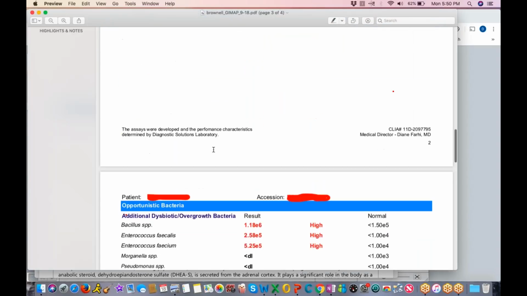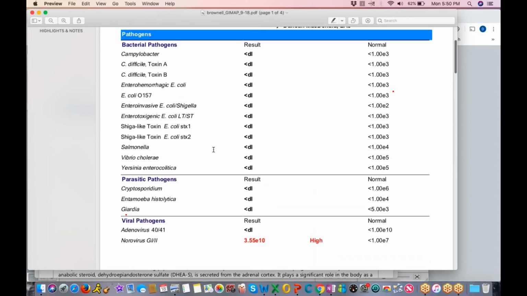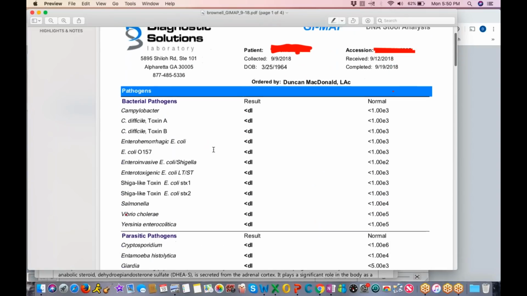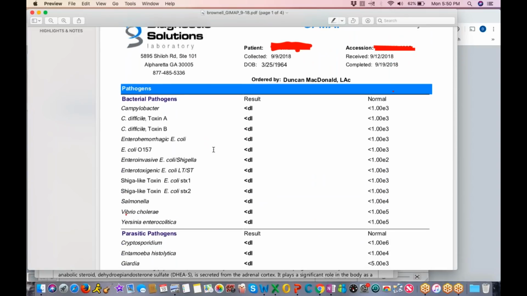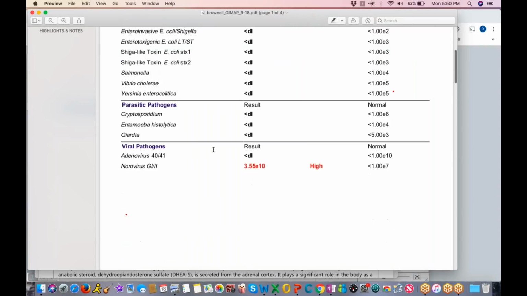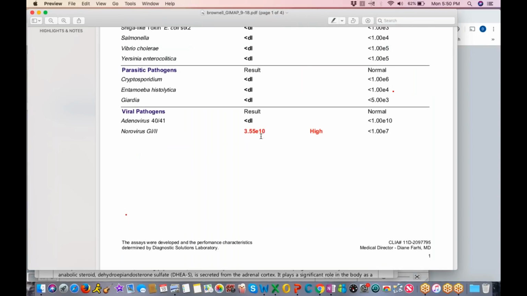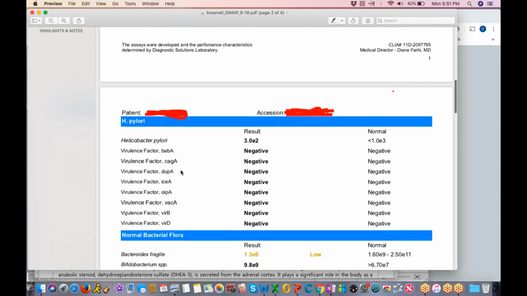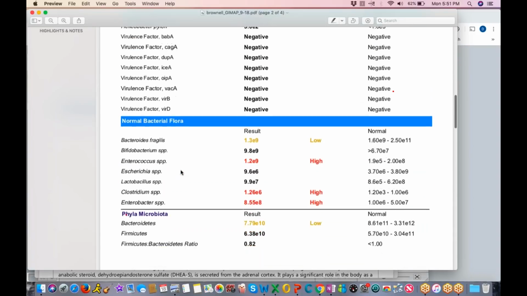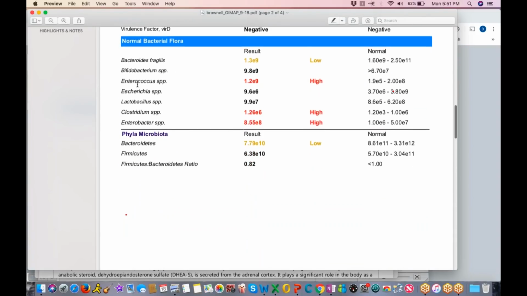But then we went looking for what could be wrong. And so this test, this GI-MAP test by Diagnostic Solutions, it's called a PCR test, which means we're measuring genetic material of these infections. It's almost like a crime scene technology, right? We're looking for the villains. And as we get down here, he had some norovirus. I guess he had a little bit of the stomach flu. But it was when we got down here and we saw that his normal gut biome was just all over the place, like just not good.